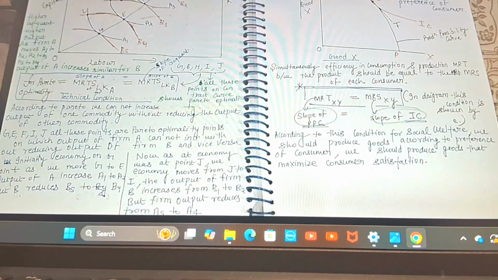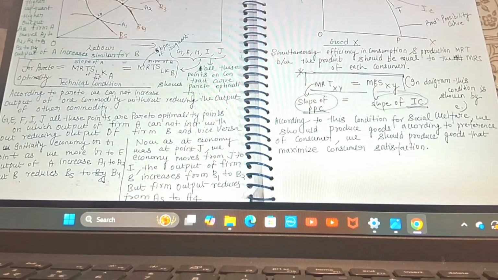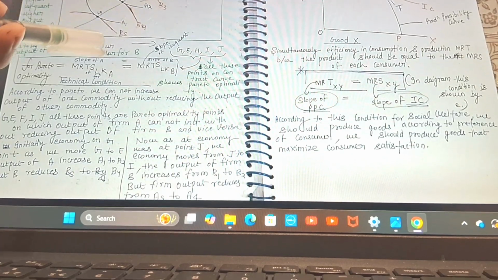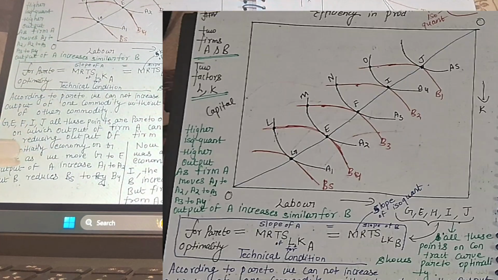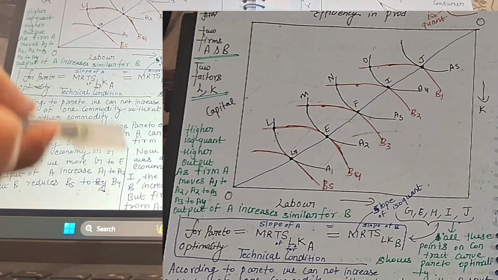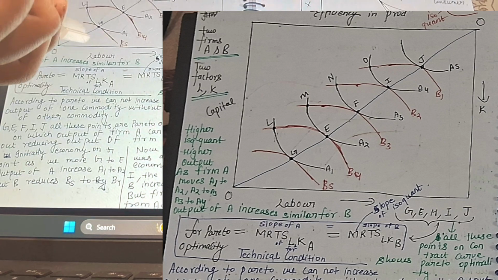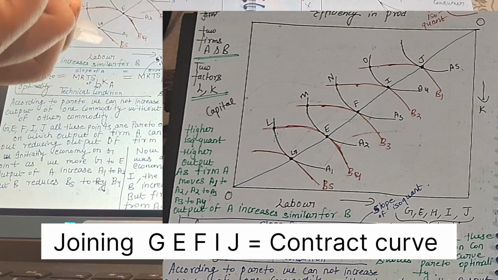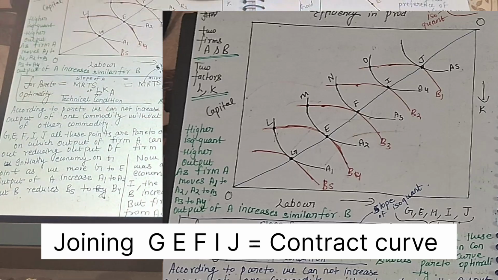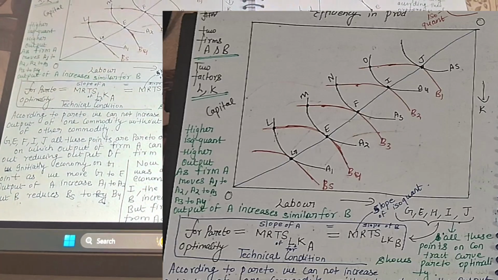If we have to increase the output of B, A's output is reducing, and if we want to increase A's output, B's output is reducing. Initially the economy is at point G, and as we move from G to E, through all these points, if we join all the points at which the slopes of A and B are tangent to each other, we get the contract curve under the Edgeworth box.